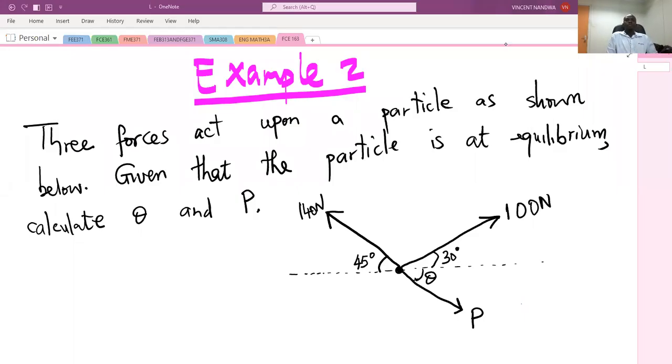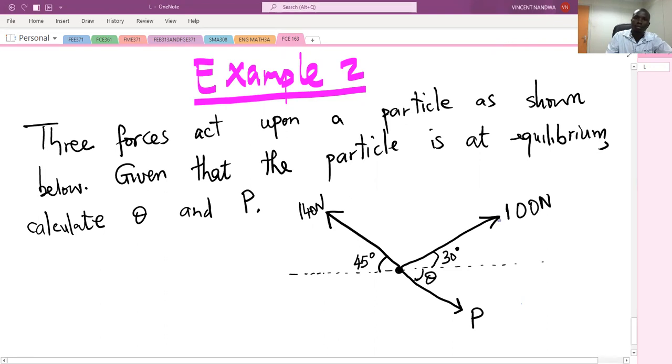Welcome to this session. This session is to solve the second example on how to solve forces acting on a particle. So the problem says, three forces act upon a particle as shown below. Given that the particle is at equilibrium, calculate the value of the angle theta and the value of the force P.